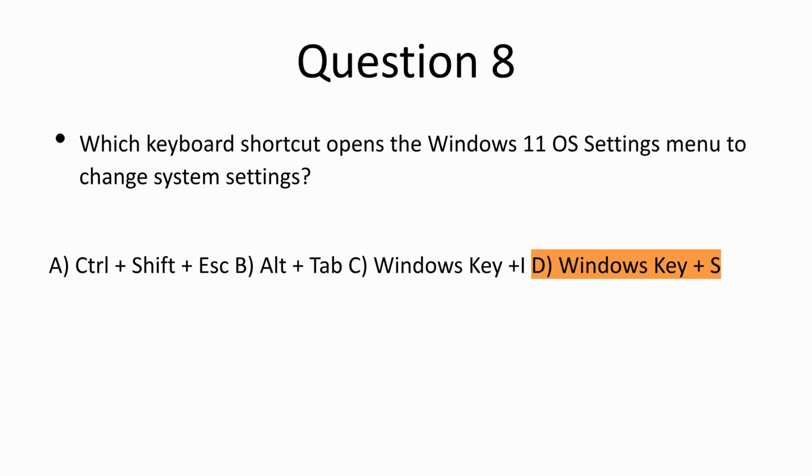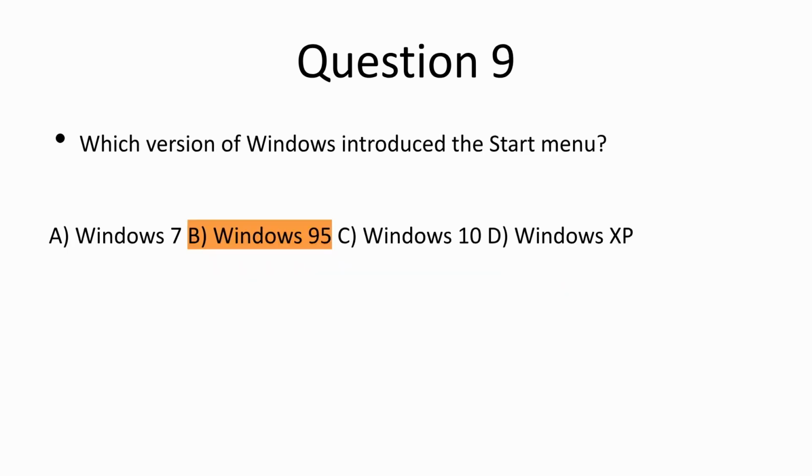Question 8. Which keyboard shortcut opens the Windows 11 OS settings menu? The correct answer is D. Windows key plus S. Question 9. Which version of Windows introduced the Start menu? The answer is B. Windows 95.